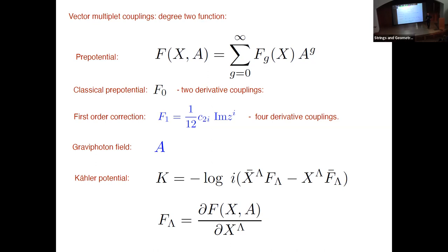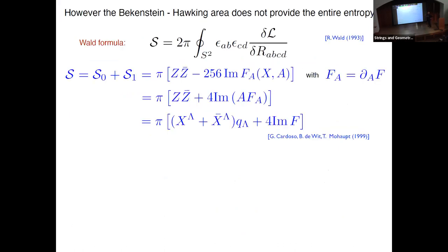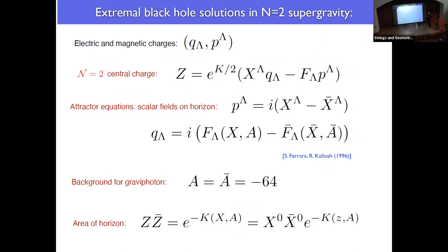So we get this formula for the Kähler potential. And now, again, we are missing the header. We are looking at charged black hole solutions in n equals 2 supergravity. They are characterized by electric and magnetic charges. So for each gauge field, one can introduce in general one electric charge q_Λ and one dual magnetic charge p_Λ. Then there's an n equals 2 central charge, which is given by this formula.